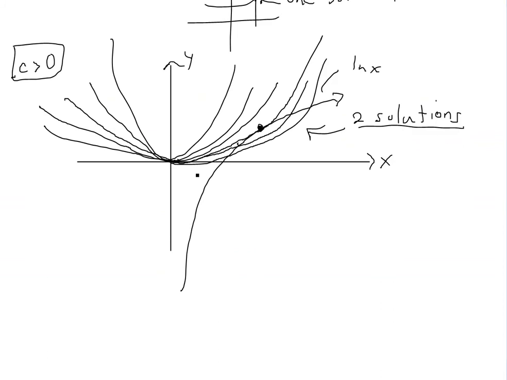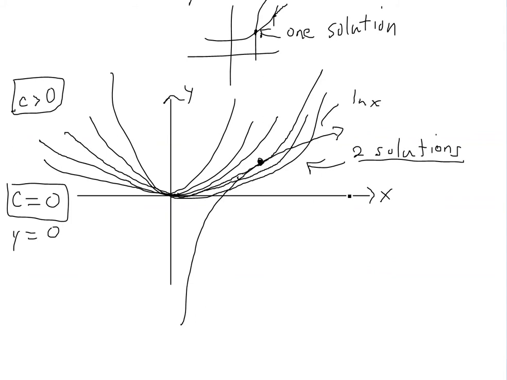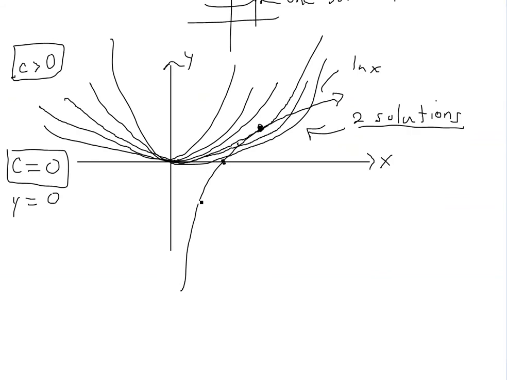Another type of c value is when c is equal to 0. This just becomes y equals 0, since 0 times x squared is 0. So it's going to be a horizontal line, which is just the x-axis. This x-axis crosses ln x once right over here, and that is exactly one solution. So there's one over here, and the other two cases give two solutions. We don't want that. We only want one solution.